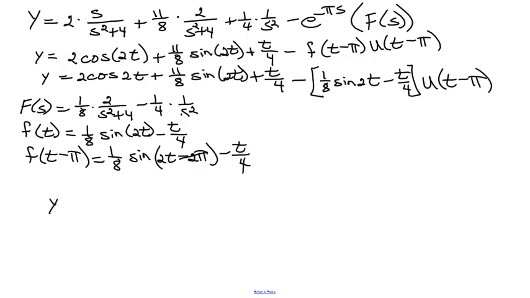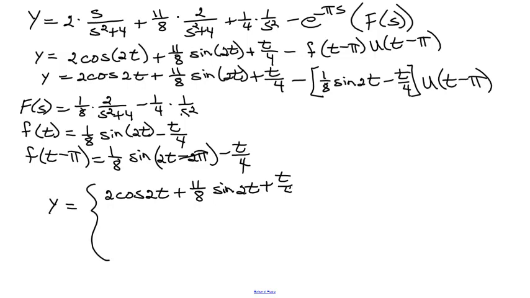So little y, there's only one part of it that has the u, so there's only going to be 2 parts. The first function value is the part that doesn't have u in it. So 2 cosine 2t, all these terms at the beginning, plus 11/8 sine 2t plus t over 4. And that's going to be for all the t's from 0 to pi. It's kind of traditional to use the same inequality intervals that you had in the original differential equation problem. So it was strictly between 0 and pi, so I left it that way.